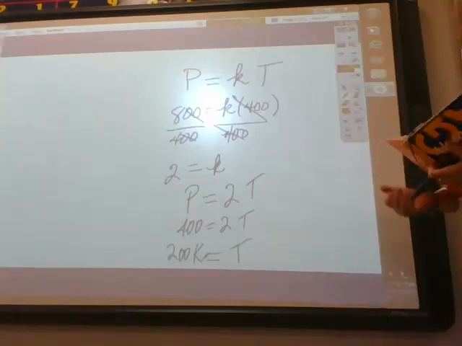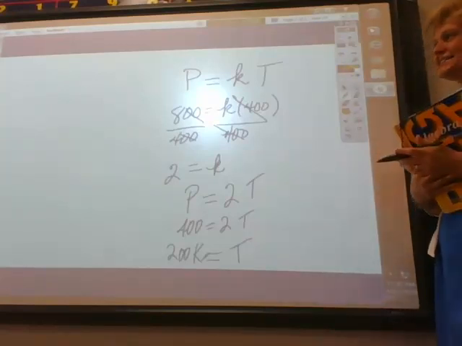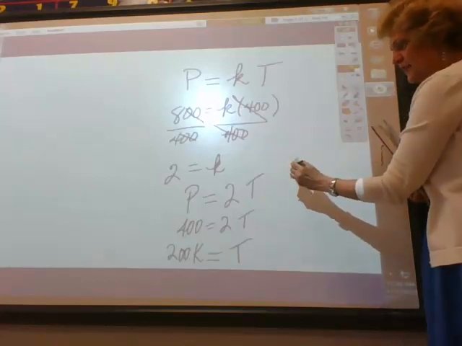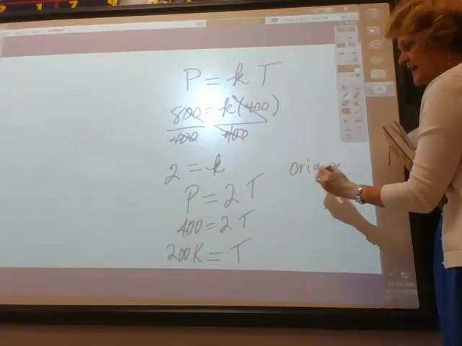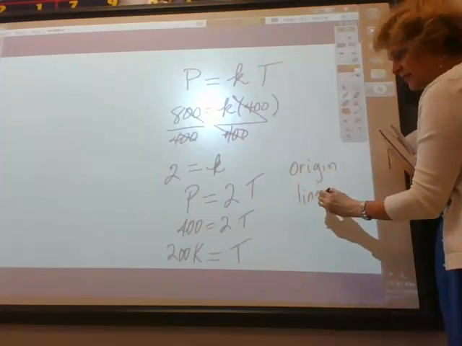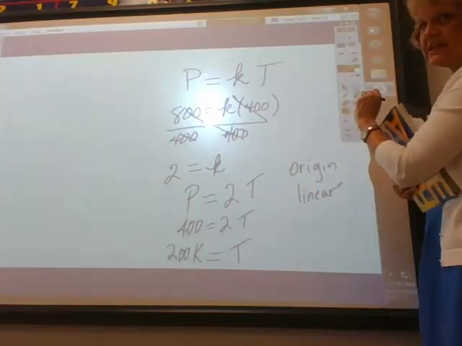All right, so now hopefully you've got direct variation. You know what to do there. And I do want to remind you that with direct variation, you will go through the origin if you're plotting these, and you would have a line, right? The graph would be linear, okay? Just food for thought there.